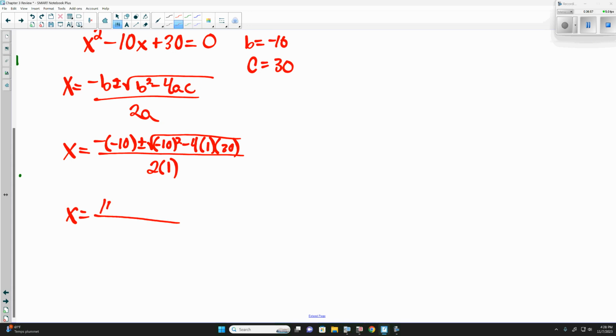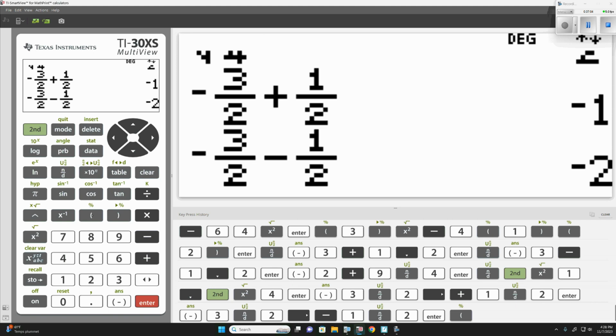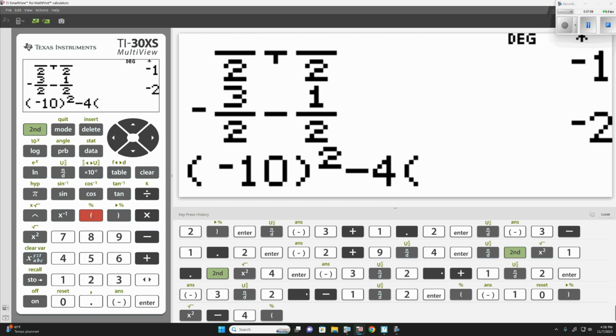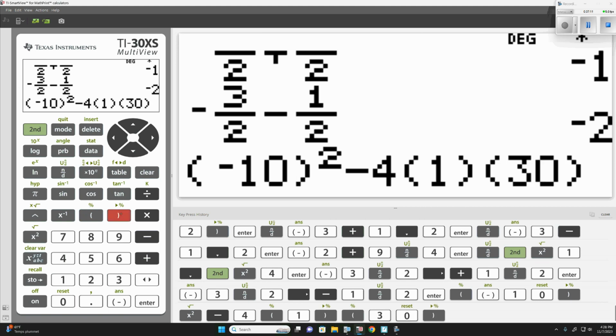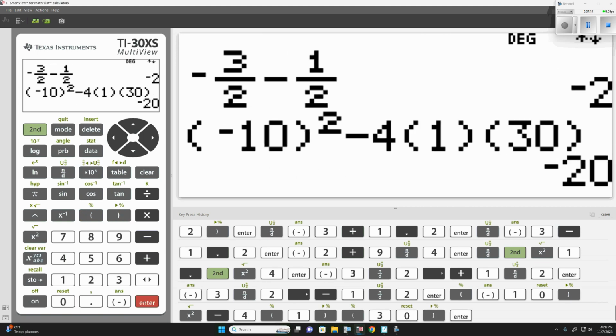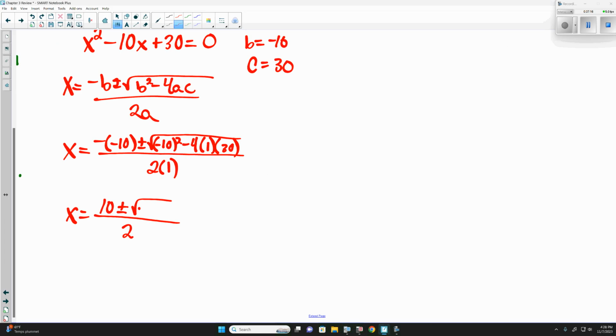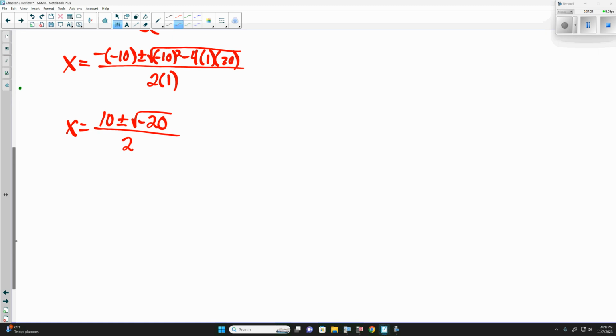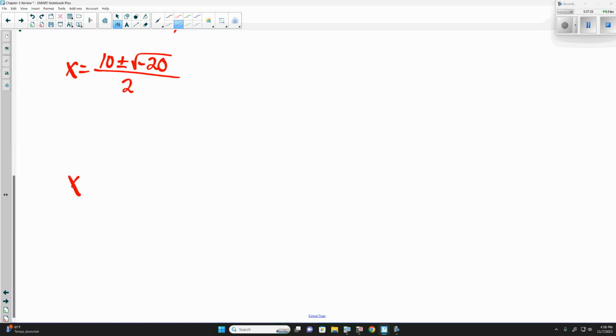Now our negative 10 is going to be positive 10. Our 2 times 1 in the denominator is 2. Now we are going to figure out what goes inside the radical, because we have negative 10 squared minus 4 times 1 times 30, which is negative 20. So when we do some simplifying, we are saying that x is equal to 10 plus or minus the square root of negative 20 over 2.